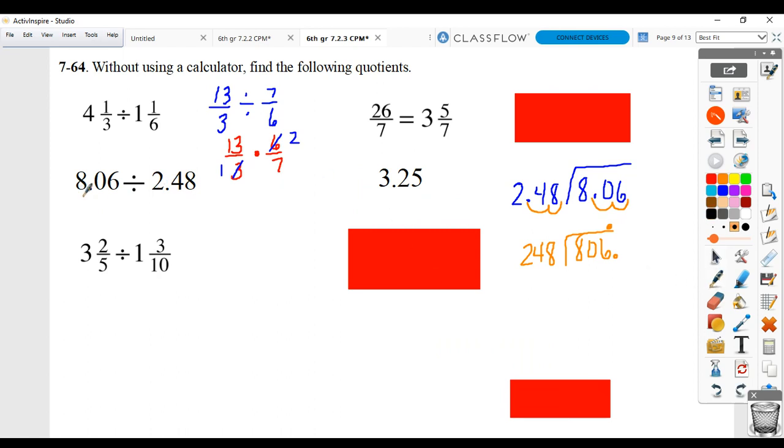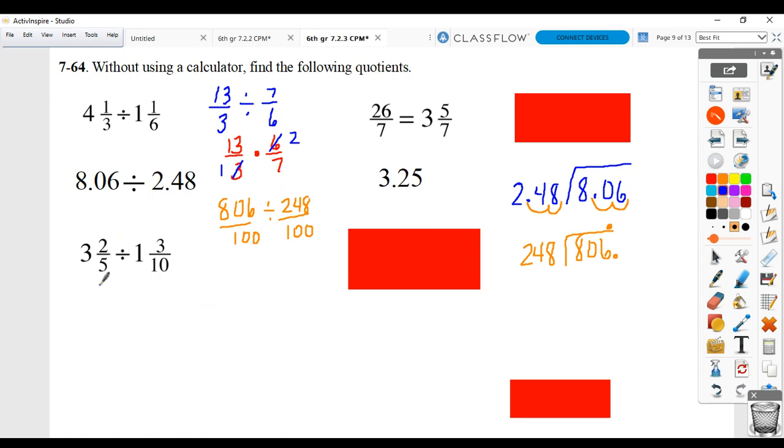Another way you could do it is to change it to basically fractions. So you could make this 8.600, which is 800 600, divided by 200 4800. And you could do your keep, change, flip and work with some simplifying to also figure out the answer. And then for this last one, so you don't have to do both methods, one or the other is fine.